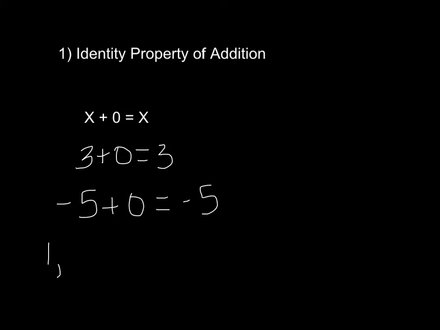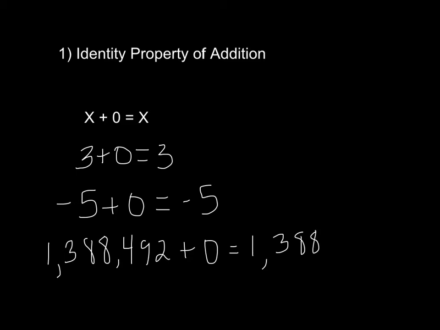How about 1,388,492 plus 0? That still equals 1,388,492. Nothing changes. So once again, this is the identity property of addition.